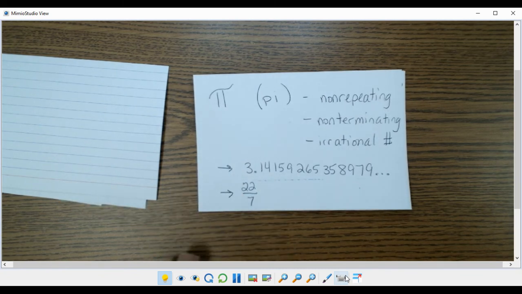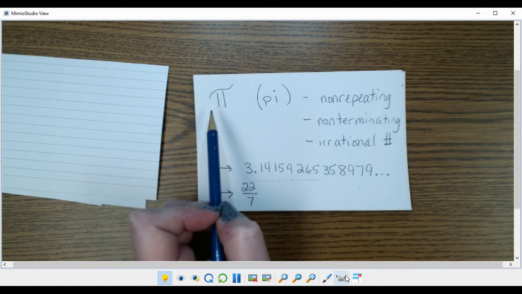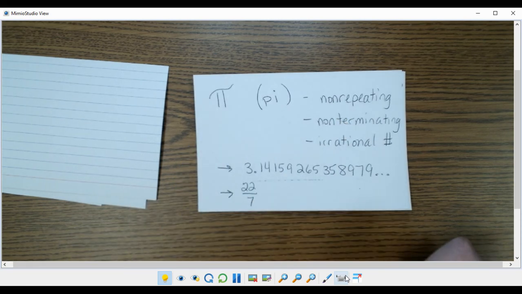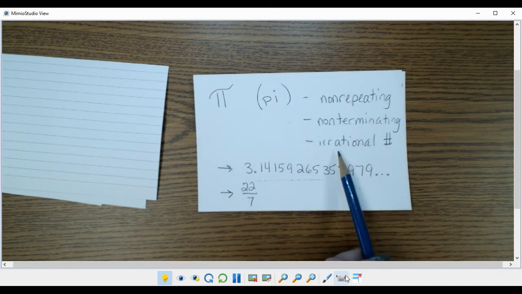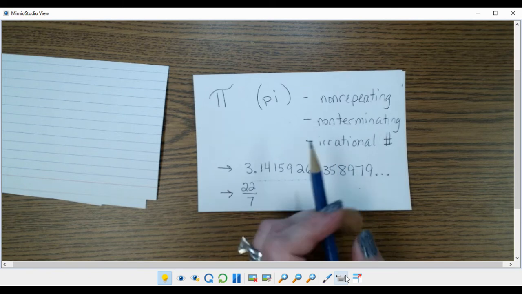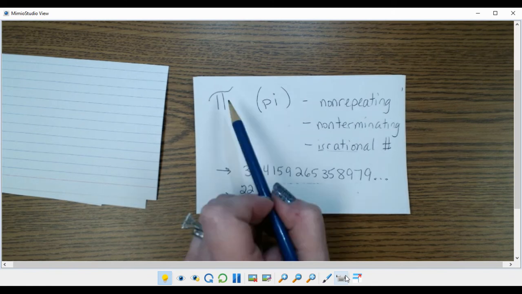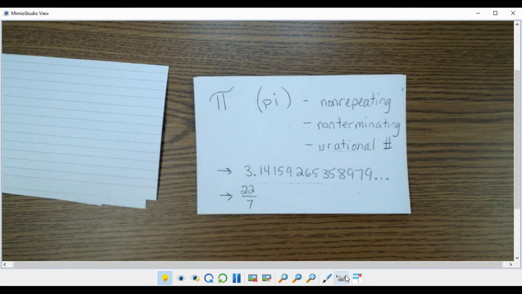All right, let's talk about this idea of pi. Pi, not P-I-E. Pi is a number. It happens so frequently with circles that we give it its own symbol. It's the Greek letter for pi, or for P. Pi is a non-repeating decimal. It is a non-terminating decimal, which means it's going to go on forever. And it is also an irrational number. And you know the ir means not, and rational can be written like a ratio. So this number cannot be written like a fraction. We found one that's pretty close, and I'll talk about that in a minute, but it cannot be written as a fraction. It's not like it's 0.2, where I just say, oh, that's 2/10.